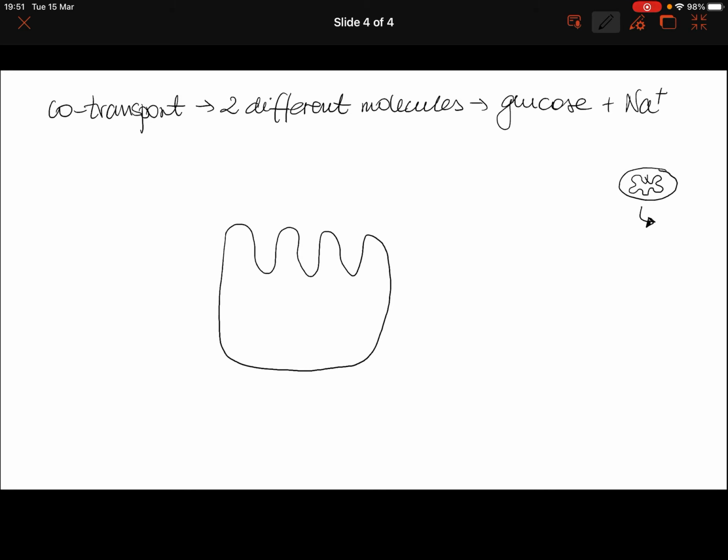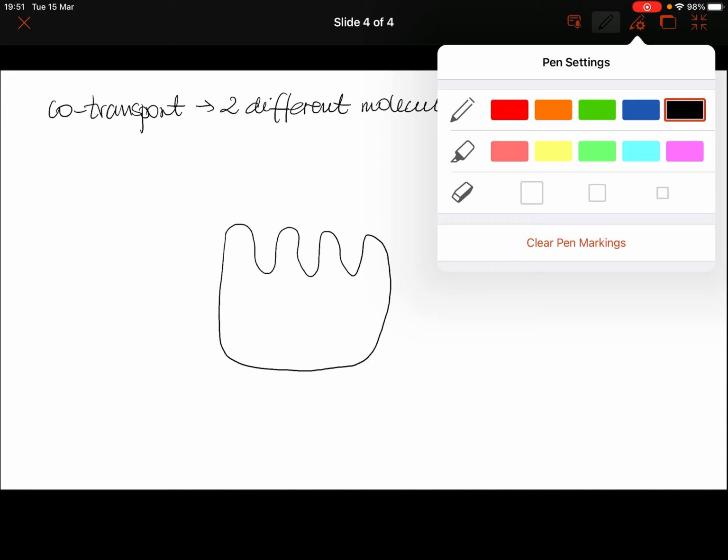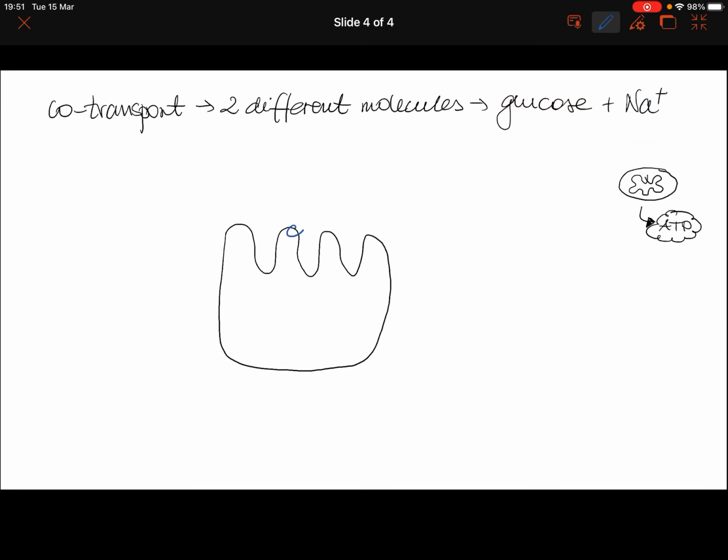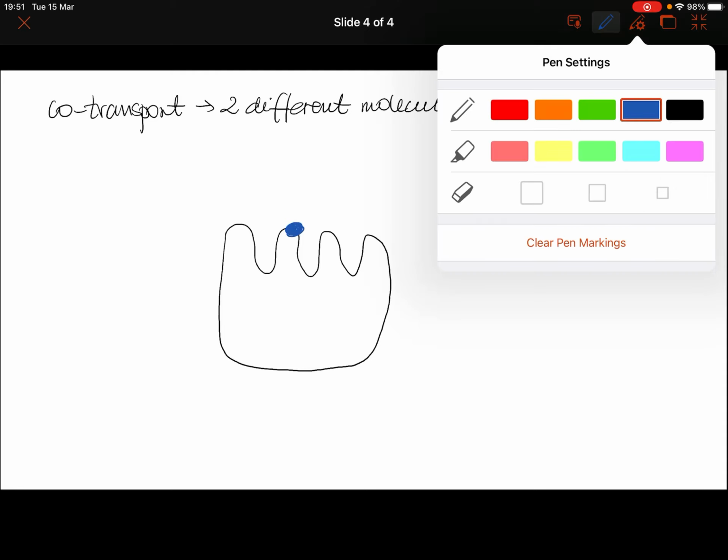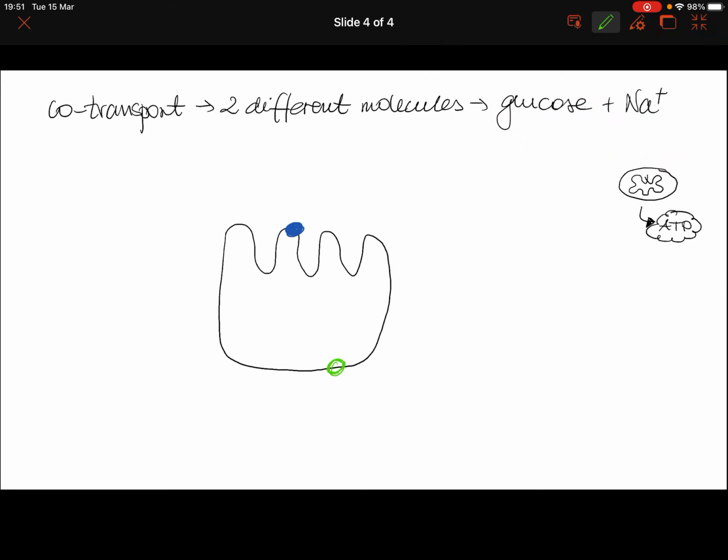Remember, mitochondria is the site of aerobic respiration, which produces ATP. As you can see, ATP will be produced in the epithelial cell, hence we will be talking here at some point of the active transport as well. Another adaptation of the epithelial cell is the fact that they've got many proteins, carrier proteins.